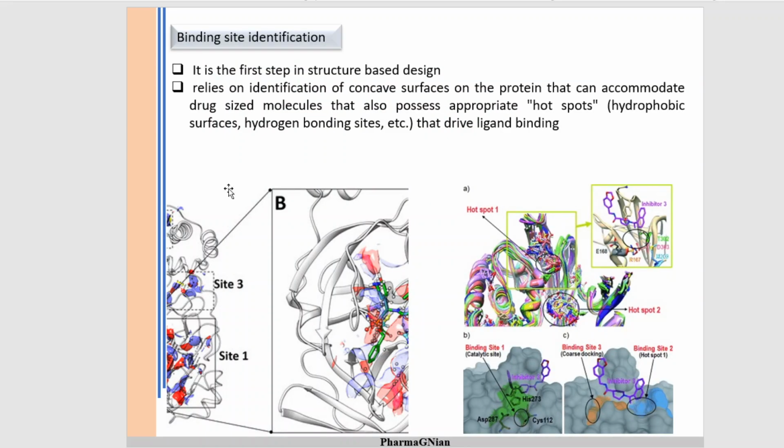The first step in structure-based design is to identify the binding sites in the particular protein that we want to study. It is the first step in drug design, and it is based on knowledge of how the structure is, whether there are concave surfaces or not, or whether there are hydrogen bonding sites or not. There are softwares to study binding site identification. We will see that also.